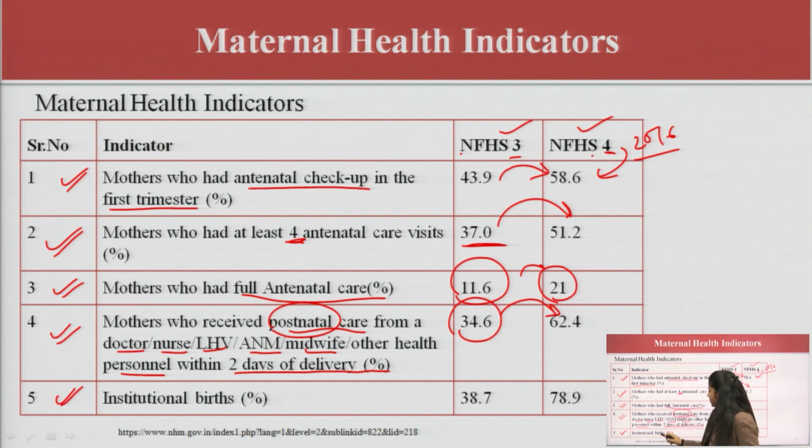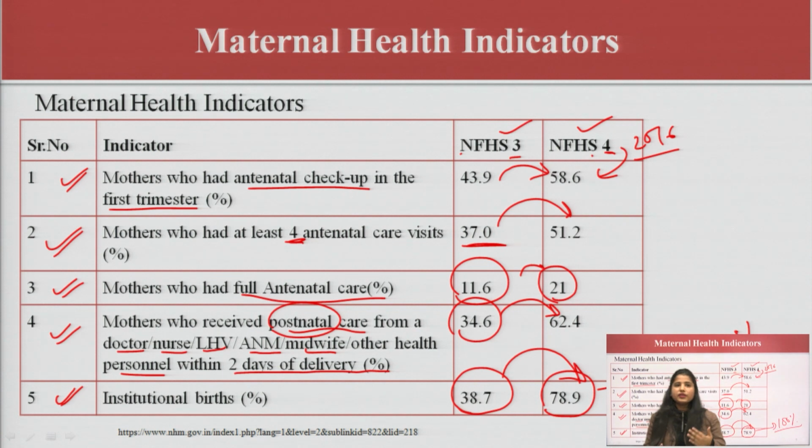The fifth indicator is institutional births. Why are we focusing on institutional births? Because there are many reasons for deaths in mothers, and one of them is unskilled delivery, where unskilled persons deliver the mothers, and thus infection is more likely. So, institutional birth should be 100%. This is the ideal value, and we have reached from 38.7% to 78.9%, and we want to achieve up to 100%. So, these are some of the indicators through which we identify maternal health.